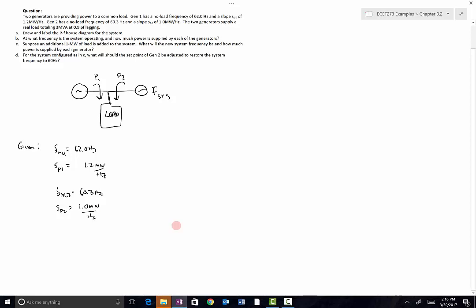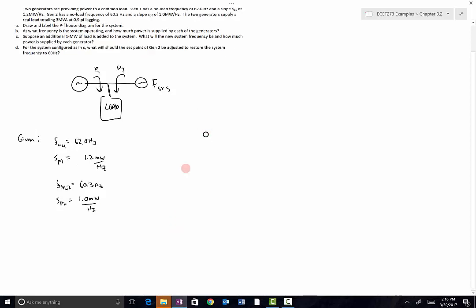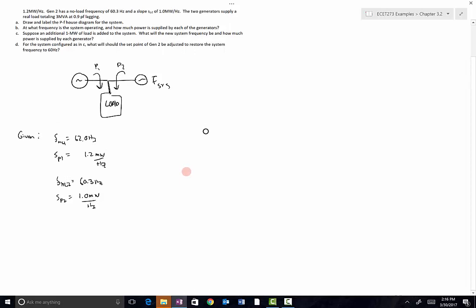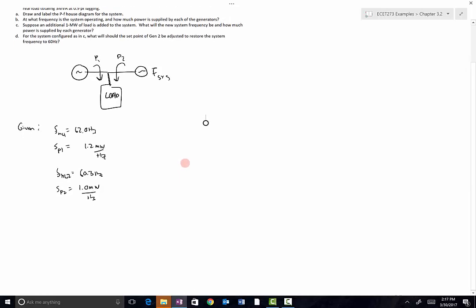The last thing we know from the problem statement is that the load is 3 megavolt amps at 0.9 power factor lagging. Magnitude of S is going to be equal to 3e6 volt amps. The power factor is 0.9 lagging.